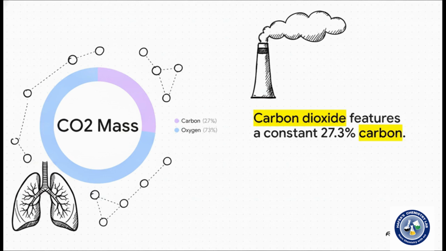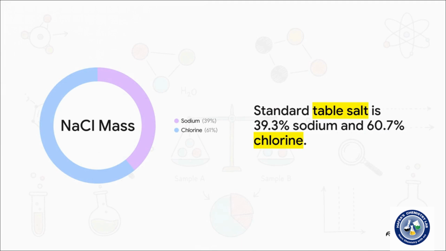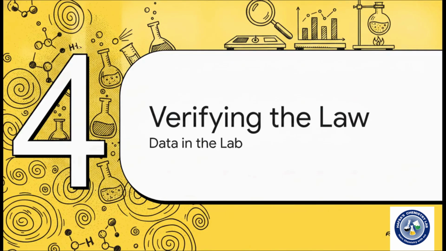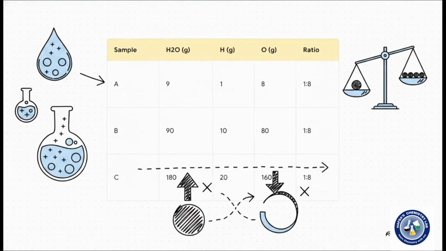carbon and 72.7% oxygen. And let's look at standard table salt, sodium chloride. When you're measuring out NaCl at the bench, you are entirely relying on the fact that it always demands exactly 23 grams of sodium for every 35.5 grams of chlorine. That yields a guaranteed, fail-proof mass breakdown of 39.3% sodium and 60.7% chlorine. Honestly, junior staff, if your percentages don't match this exactly, you simply do not have pure sodium chloride. It's that simple. Which brings us nicely to Section 4, verifying the law, data in the lab. Because hey, theory is great, right?